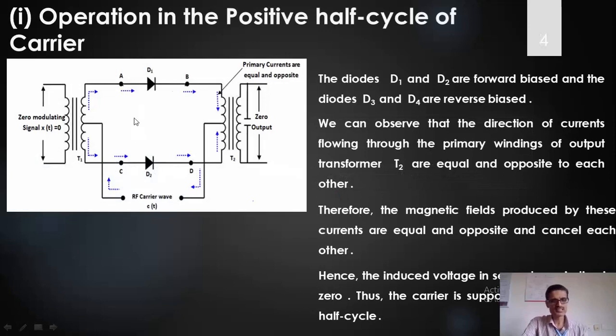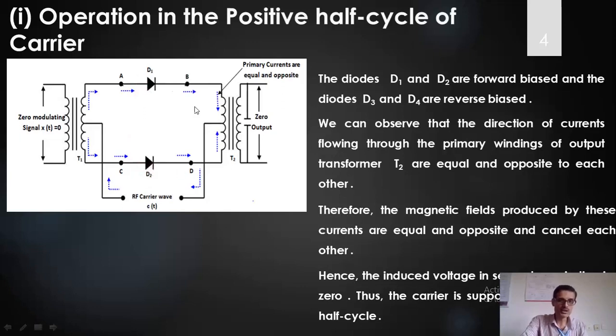I have used the same circuit. I will explain considering the positive half cycle and the negative half cycle of the carrier. Initially, assuming there is a positive half cycle of the high frequency carrier signal, how does this circuit behave? When the carrier signal is applied through this path, the positive current flows in this direction. That means the diodes D1 and D2 will conduct.